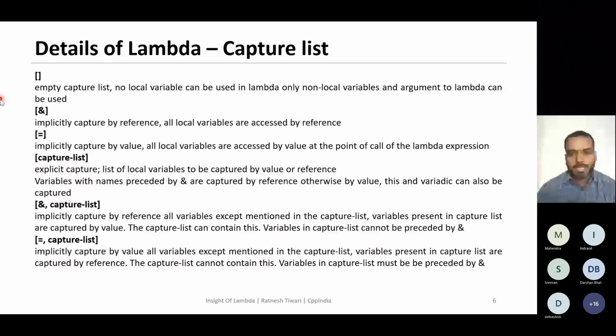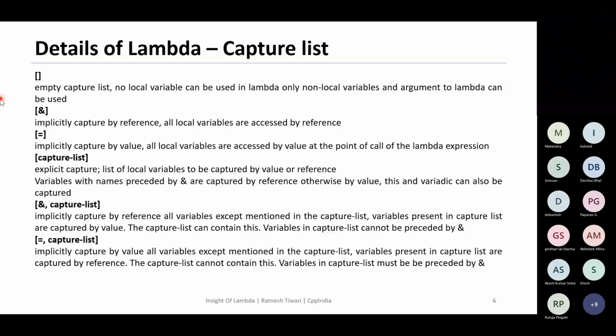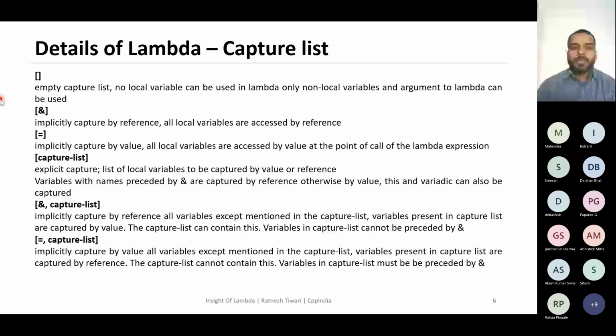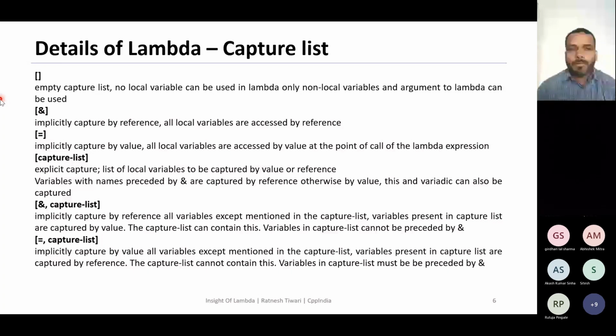Then we can capture by value or by reference. If we want to capture a few variables by value, just name them. If you want to capture by reference, just put an ampersand before their name. Next is the ampersand with a capture list. If we want to capture all variables by reference, but a few by value, we can use this. So first we put the implicit capture by reference and then the capture list.